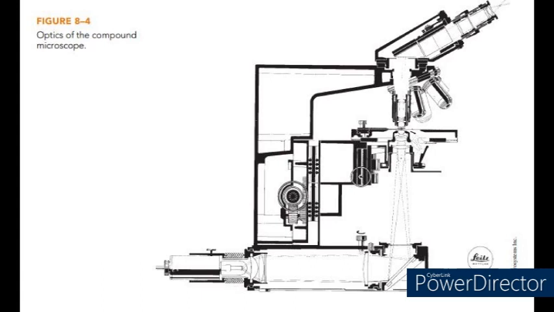Eyepiece or ocular lens. This is the lens closest to the eye. A microscope with only one eyepiece is monocular. One constructed with two eyepieces is binocular.